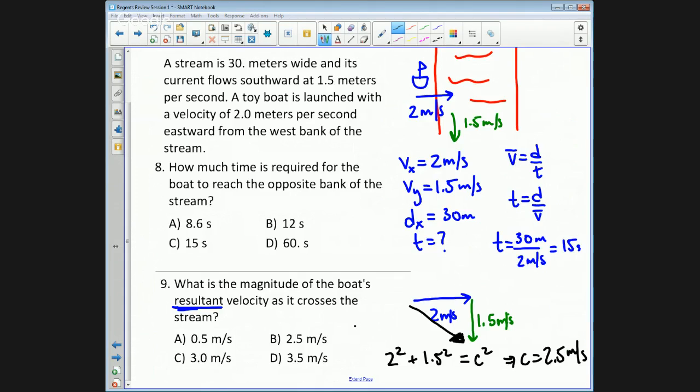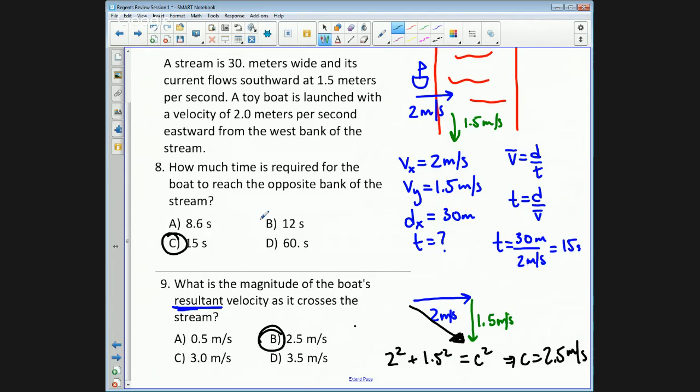Okay, and just like in math class, your resultant, if it's the hypotenuse, your hypotenuse is always the longest side of your triangle. So 2.5 is larger than 2 and 1.5. All right, so the answer is B in this case. And the answer for number 8 was C.